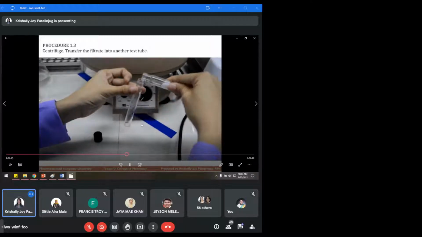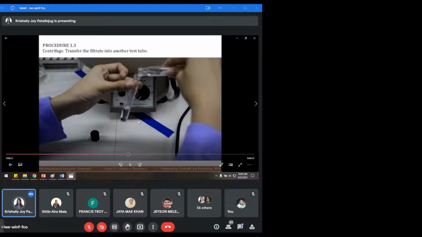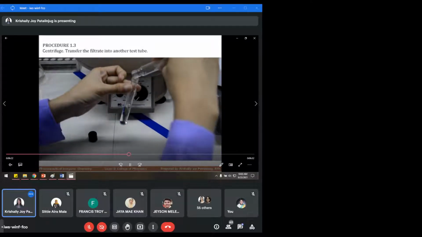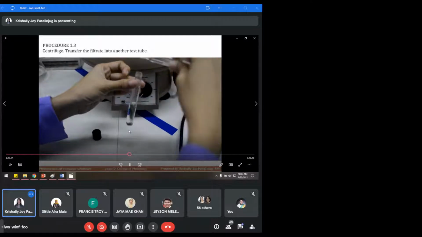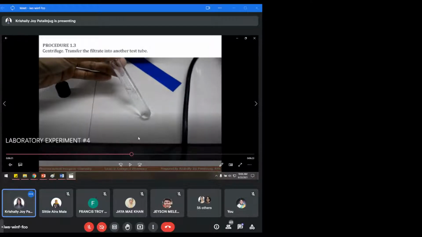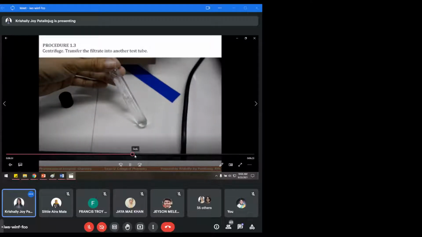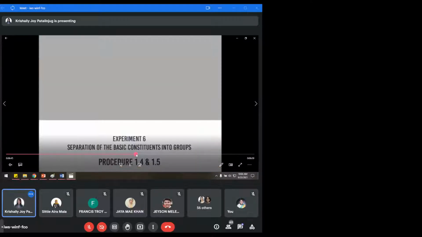Look, the precipitate is clear, the filtrate is clear. As you can see, that's the purpose of centrifuge. If it was not centrifuged, the filtrate we get would not be clear. The black precipitate would not be fully separated. Okay? I'll forward now.